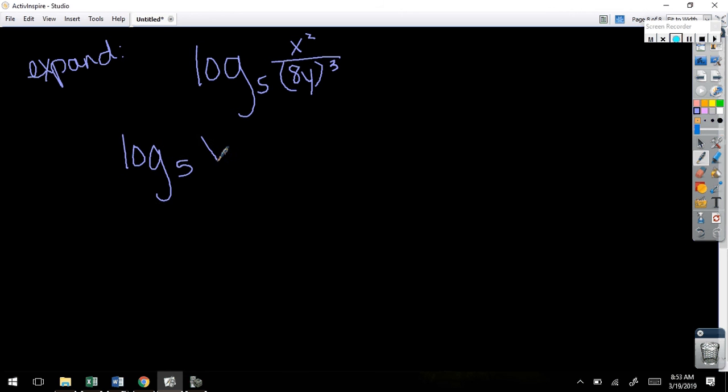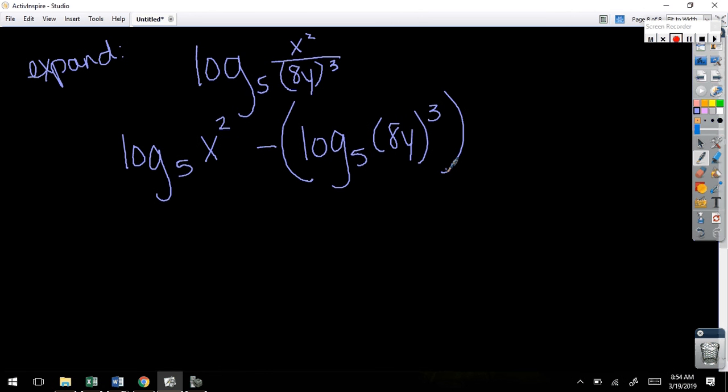As Wills already found, the 3 applies to both this time. A little bit different than what we had before. Okay? Now, I'm going to do this because I want to make sure everything that was in the denominator stays being subtracted.